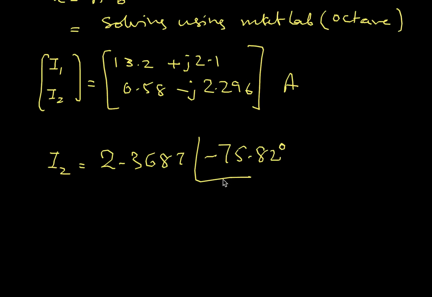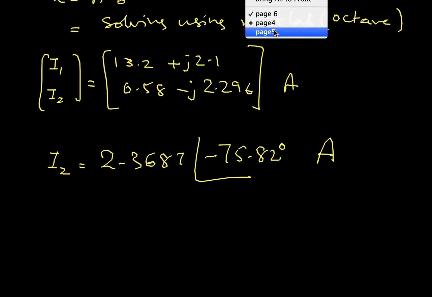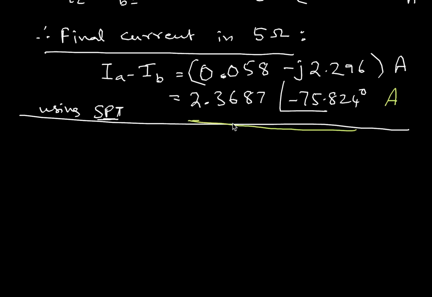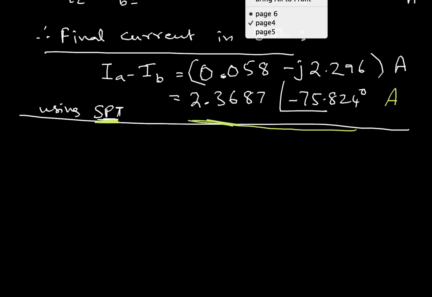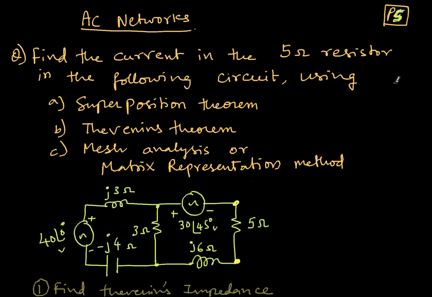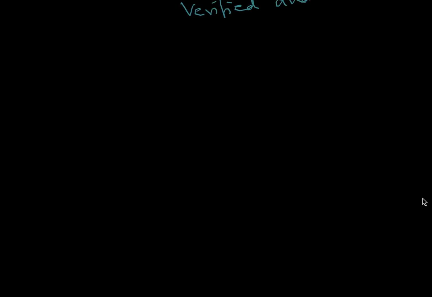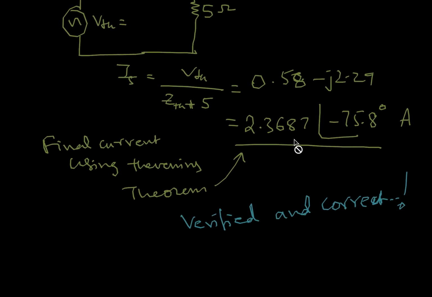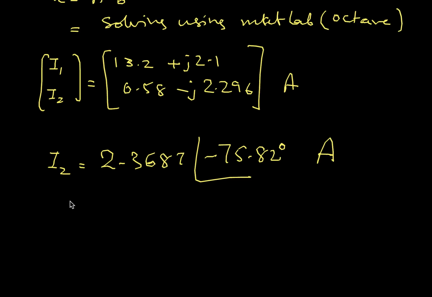Now if you notice, we got this exact same answer using the other two methods also, 2.3687. If I go back to my earlier method, page 4, this was the answer using the superposition theorem, 2.3687 and minus this. And if I go to page 5, I hope you can see here 2.3687 minus 75.8 degrees. This is the answer using Thevenin's theorem. And then finally, just now we have done mesh analysis. So this is the final answer using mesh analysis.